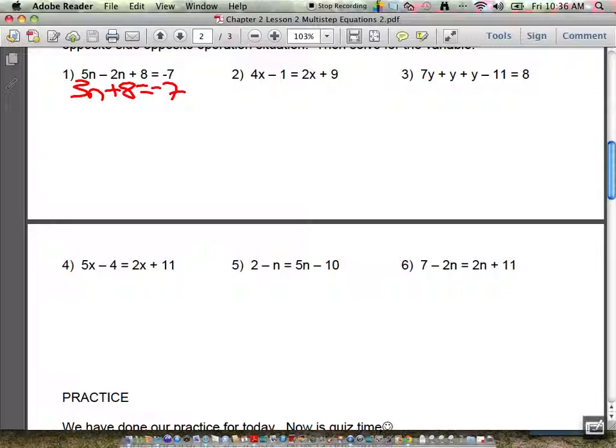Opposite sides. Since they're on opposite sides, you do the opposite operation. So I go minus 8, minus 8. 3n equals. Now, this is where all of that work from last chapter comes into play.